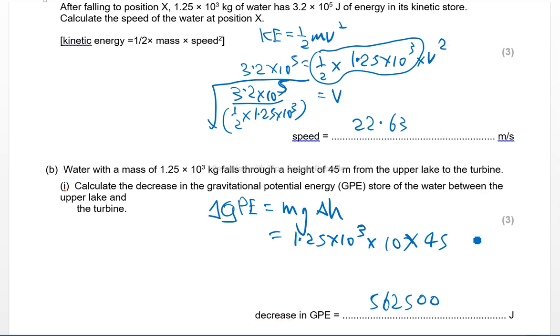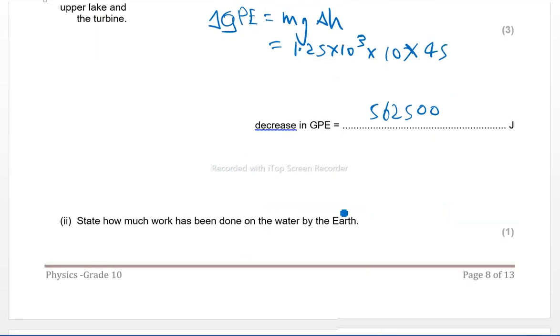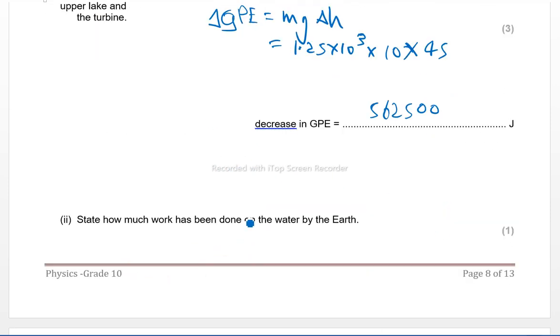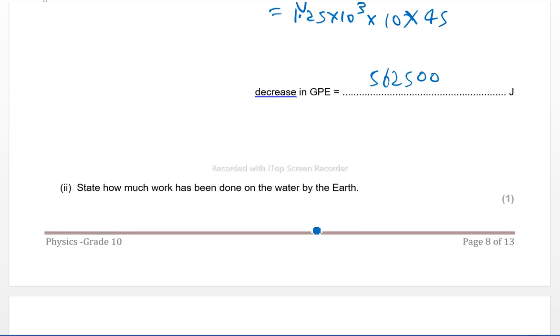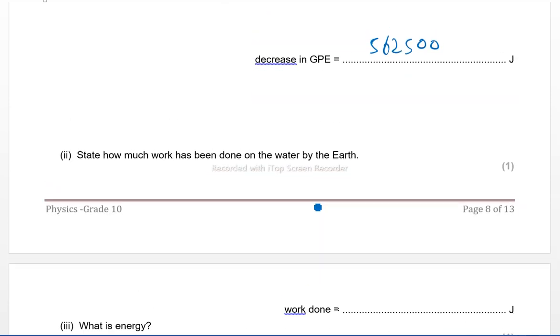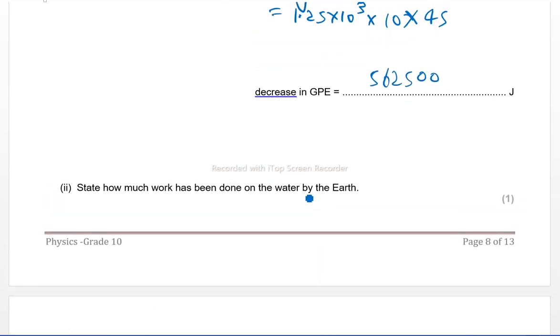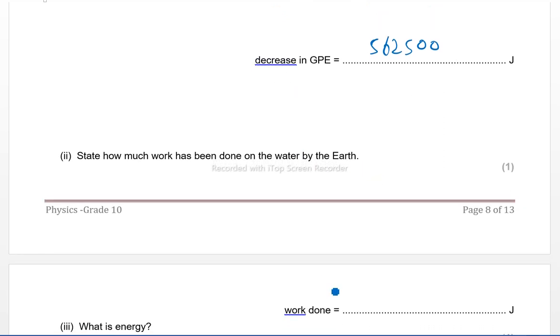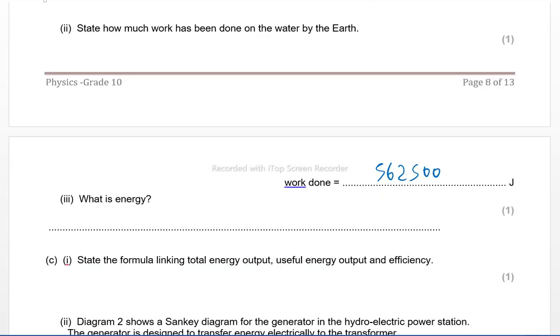562,500. That's energy in joules. State how much work has been done on the water by the earth. You can see that's a 1 mark answer. It's obviously the work done by the earth for the object to move down. So the same answer right here, which is 562,500 joules.